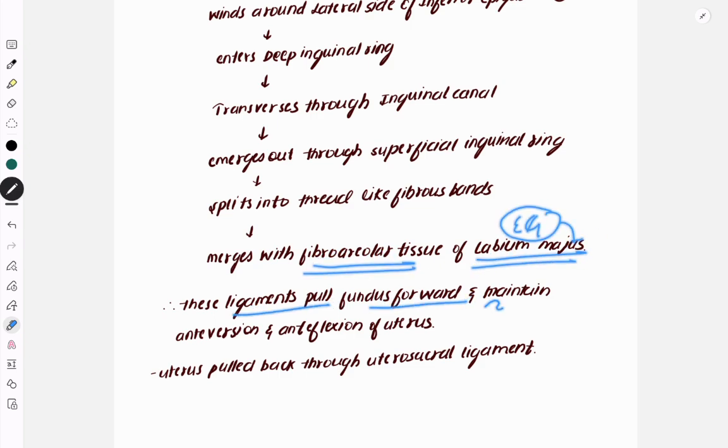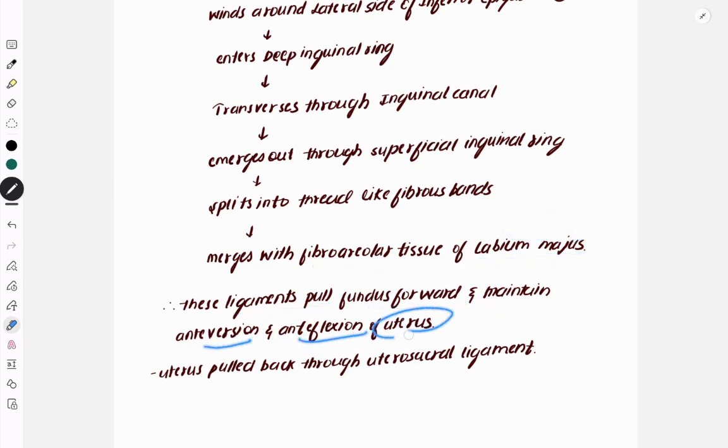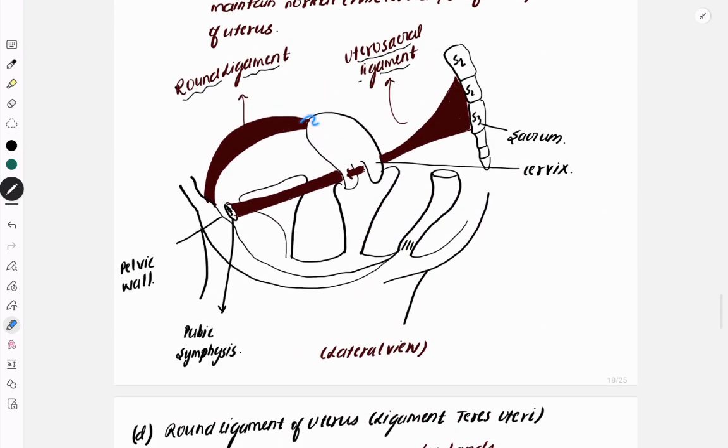These ligaments pull the fundus forward and they maintain the axis of uterus, that is, the anteversion and anteflexion axis of the uterus will also be maintained by the forward pull of the round ligaments, apart from the uterosacral ligaments which pull it backwards. Uterus is pulled back through the uterosacral ligament, as we have already discussed. So that was the course of round ligament.